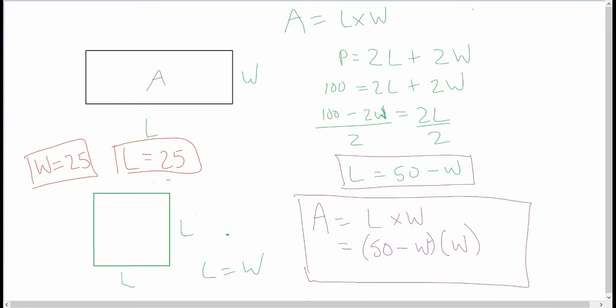So for a regular rectangle, if you're trying to maximize the area, you just need to have the length and the width equal. You need to make it a square. A square maximizes the area.